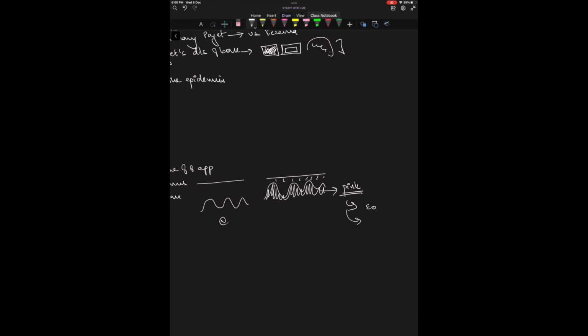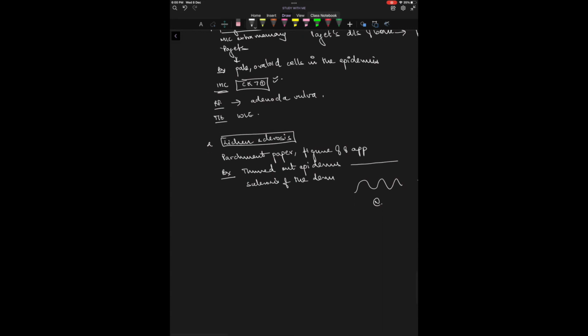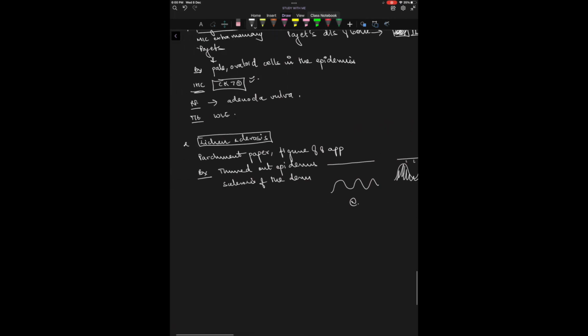Then remember, what was I about to tell? What else appears pink? Yeah, PAS positive structures appear pink. Right? Remember these extra points. Then also one more thing to remember is that I forgot to mention, rete pegs are absent.